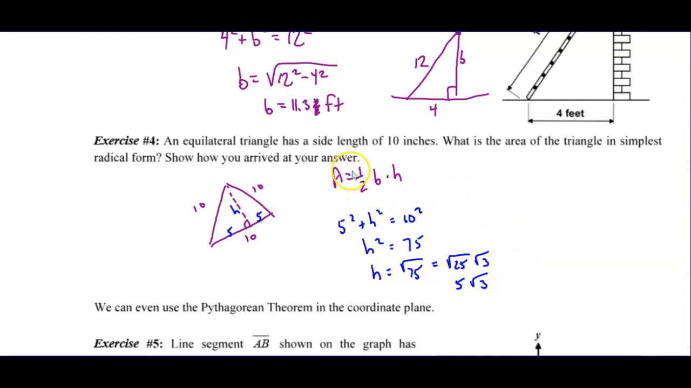So going back to my area formula, my area would be 1/2 times the base, which was 10. That's this segment down here, times the height, which I just calculated to be 5 root 3. I don't want to put that in the calculator because I don't want a decimal answer for that. So I want to work around the radical. So 1/2 times 10 would be 5, times another 5 would be 25, and I write 25 root 3. That's the simplest radical form. So just pay attention to the directions so you know what style answer to give.